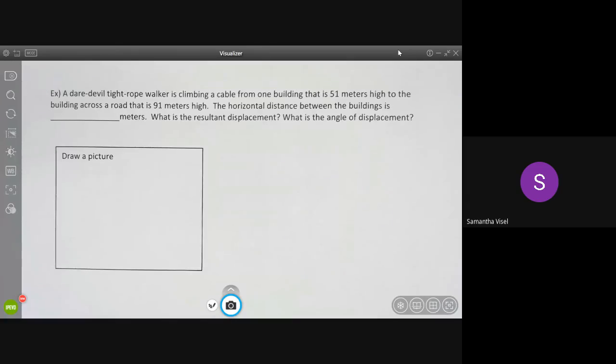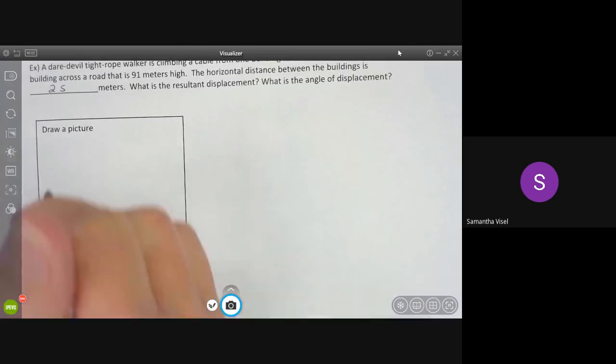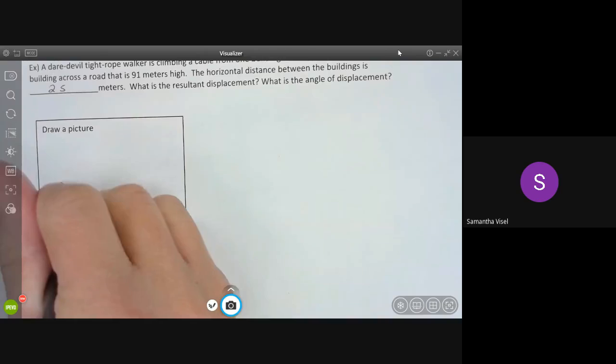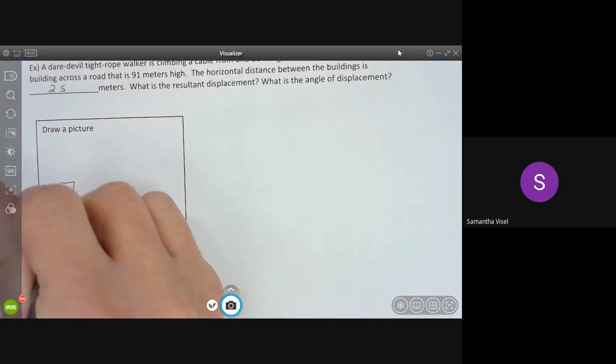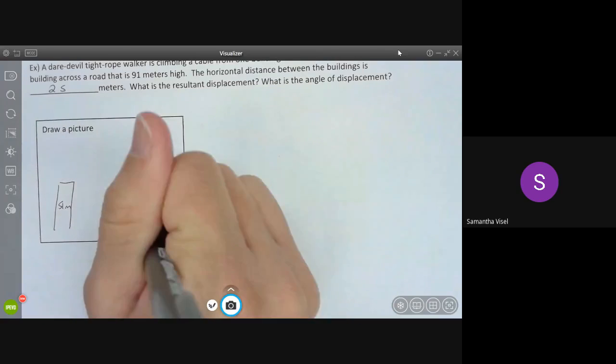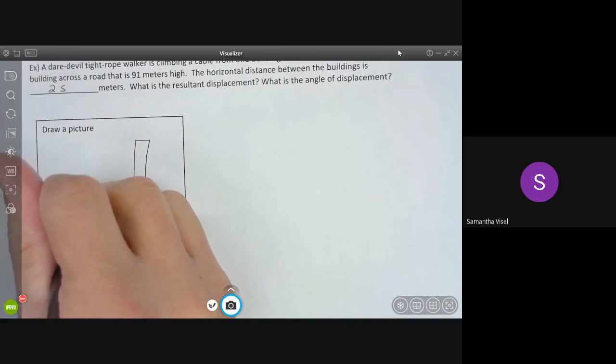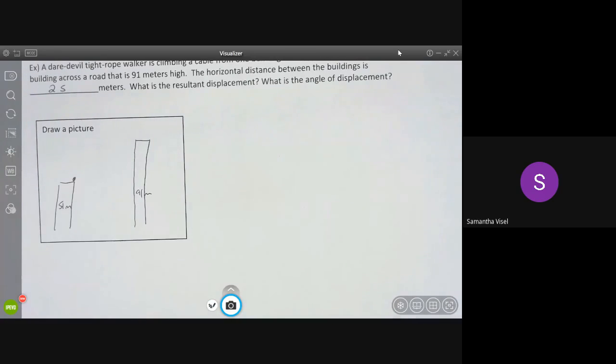On the back here, we have a daredevil tightrope walker climbing a cable from one building that is 51 meters high to the building across the road that is 91 meters high. The displacement between the buildings is 25 meters. Find the resultant displacement and the angle of displacement. We're going to draw a picture here. So I have two buildings, one that is 51 meters high, and then another one that's 91 meters high. So I have this tightrope walker who starts on the 51 meter tall building.